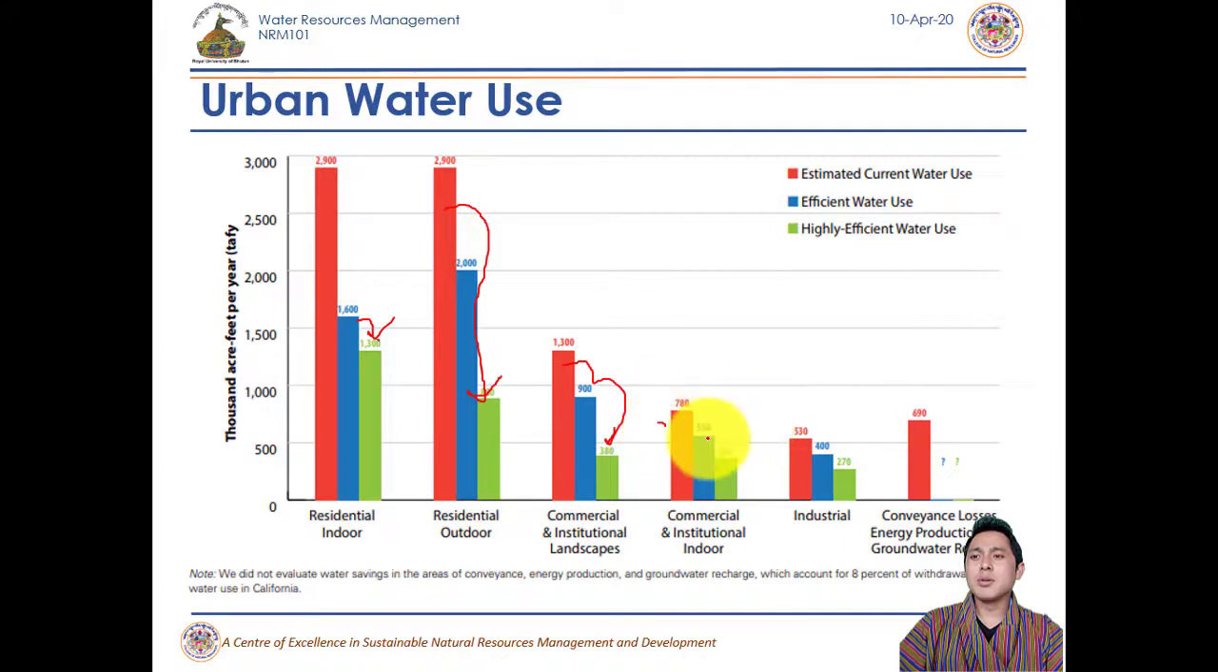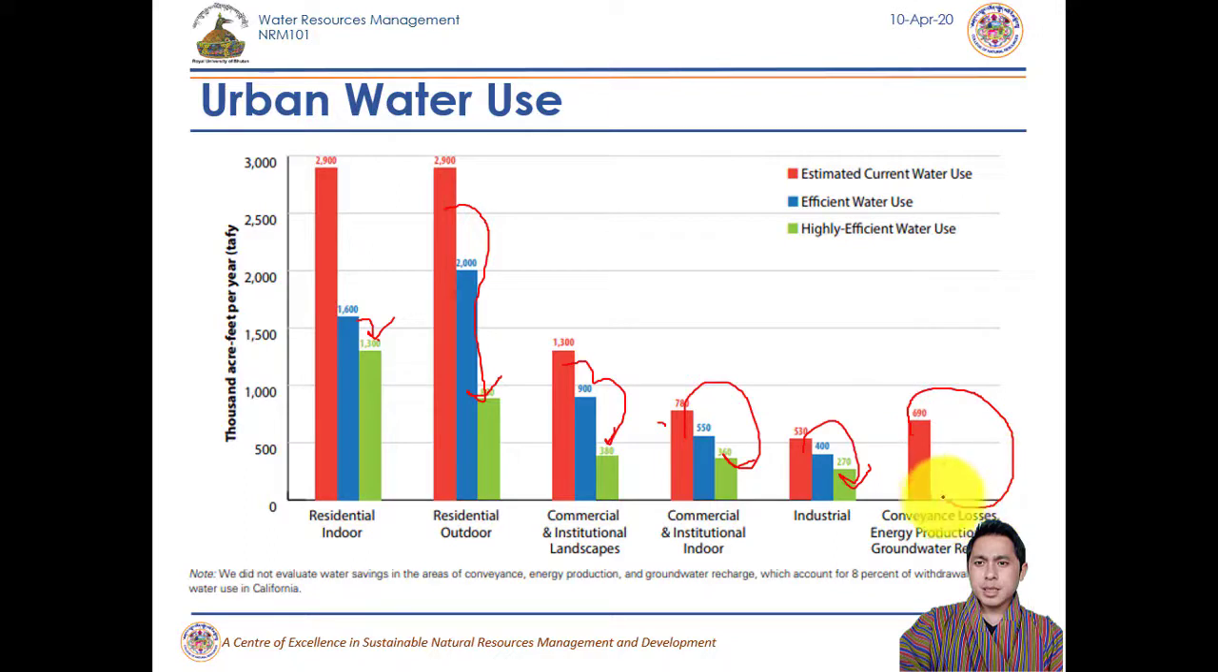So this is how using modern technologies and water conservation measures and habits, that we just saw yesterday in our lectures, will make all the difference. Other conveyance losses like leakage, evaporation, other mechanical failure: if we have efficient or highly efficient water use, we see that nothing is being lost. So it's very important that we have certain education systems and conservation measures in place.